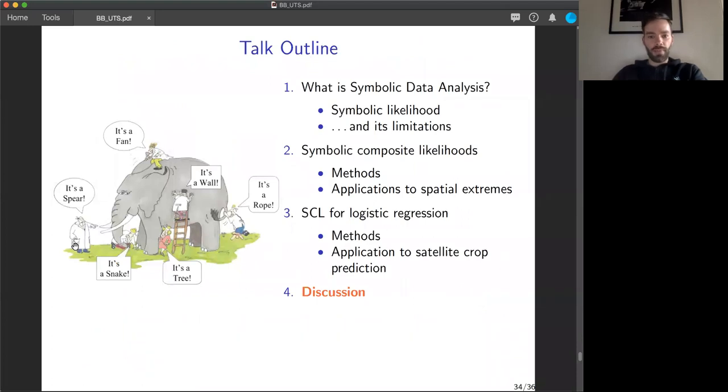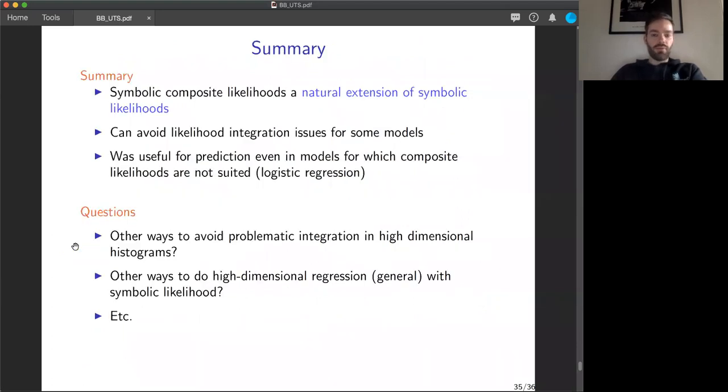Okay, so just a little bit of discussion to wrap up. We've used the symbolic composite likelihood. It's just a natural extension of the symbolic likelihood, the same kind of extension as what you see in the classical case from the regular likelihood to the composite likelihood. It has the advantage of avoiding these big integrals that are required when you want to use high-dimensional histograms. And it seems to be useful for the logistic regression, even though the composite likelihood is not really suited in that case.